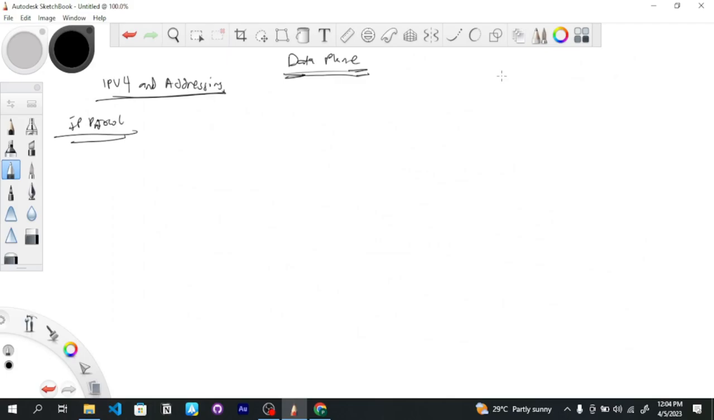It can have Ethernet, it can have PPP, it can have the Wi-Fi protocol, which is IEEE 802.11, for those who did networking. And then the physical layer can also have a lot of protocols. But the network layer only has one protocol, the IP protocol.